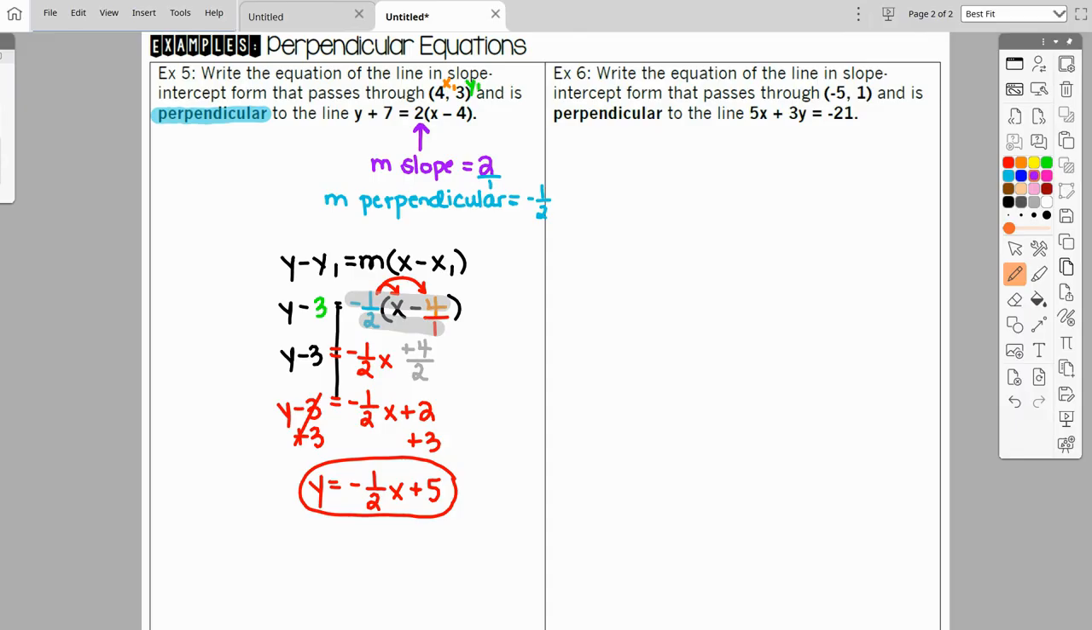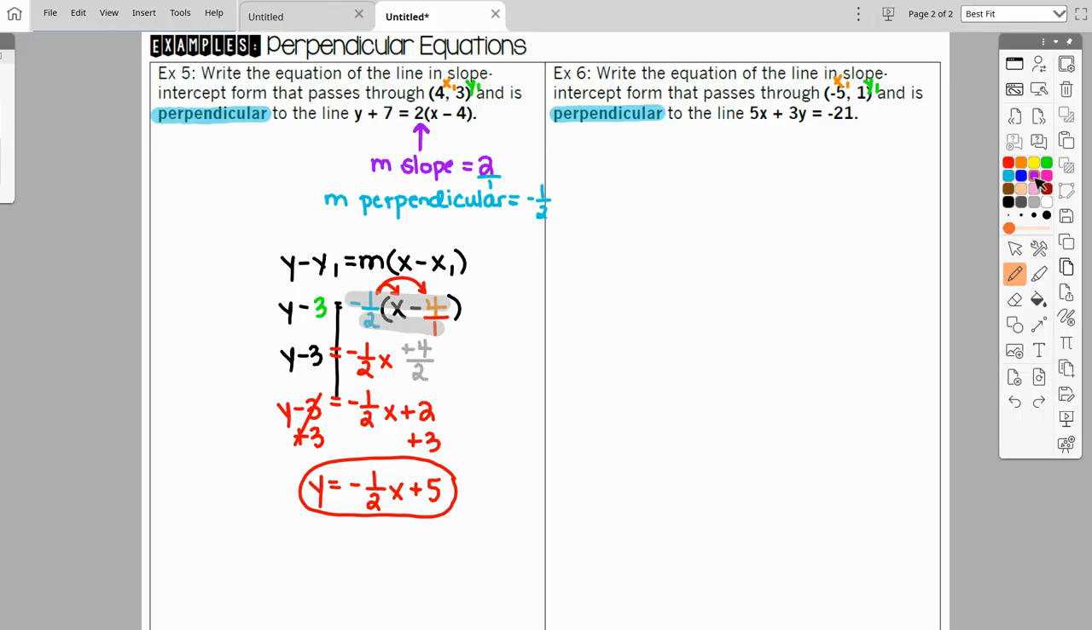In example number 6, I want to write the equation of the line in slope-intercept form that passes through, again, let's label it, x1 as negative 5, y1 is 1. It's perpendicular, so we have to make the slope opposite and reciprocal. Slope is going to come from the line of 5x plus 3y equaling negative 21.